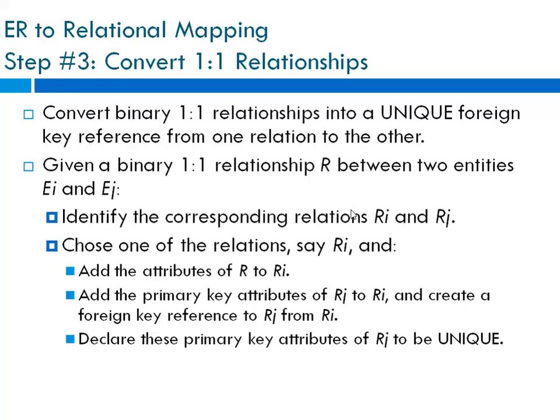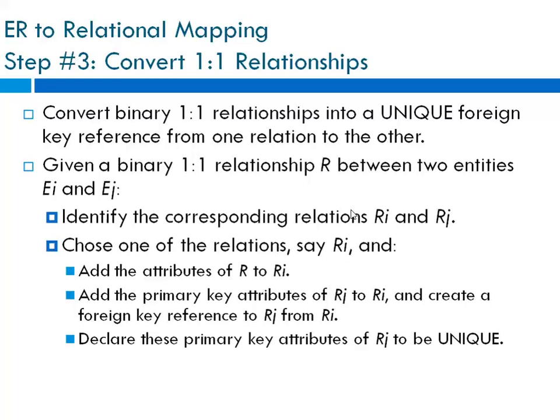So how we convert a one-to-one relationship in the ER diagram is, first identify the corresponding relations Ri and Rj. Relations here means the tables. So Ri and Rj are the tables which are created for the Ei and Ej entities in the ER diagram. Choose one of the relations, say Ri, and now you get two tables. So you have to select one table from these two tables, and let us say that the table name is Ri. What we have to do is add the attributes of R to Ri. Whatever attributes are related to the relationship set in the ER diagram, all its attributes are added to Ri.